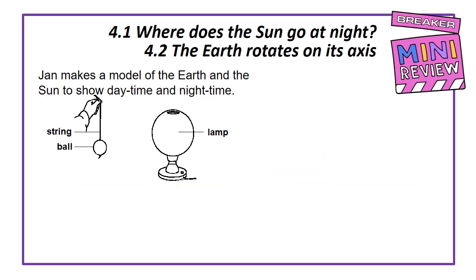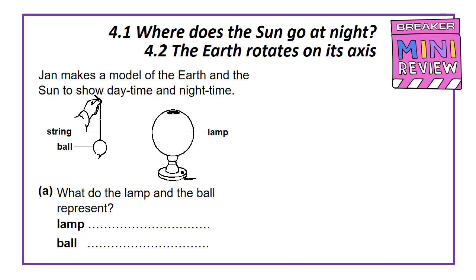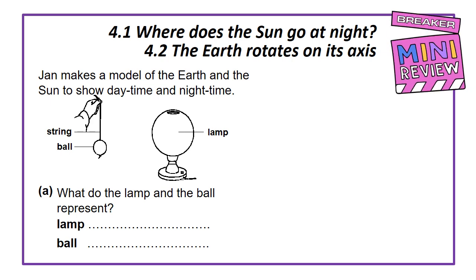Next one. Jan makes a model of the Earth and the Sun to show daytime and nighttime. She used a ball, which is attached on the string, and a lamp. Question A. What do the lamp and the ball represent? The lamp is the sun, and the ball is the Earth.